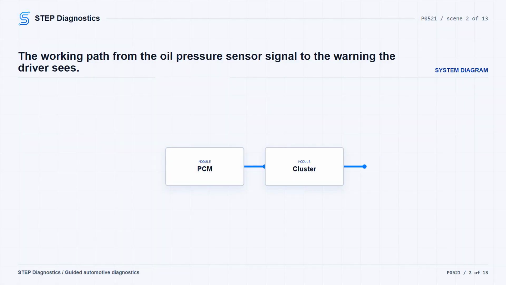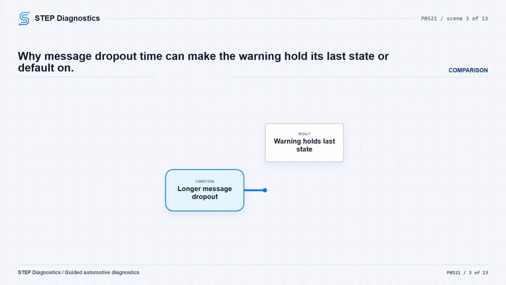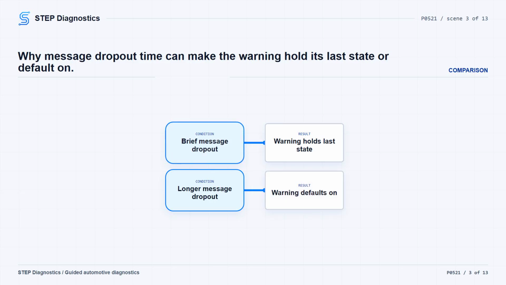The broad fault areas can include the sensor circuit, wiring and connector issues, an intermittent invalid sensor signal, the oil pressure sensor itself, or module communication between the PCM, IP, and gateway. One thing to keep in mind before testing: if the engine RPM data or oil pressure warning request message drops out for less than 5 seconds, the cluster holds the last warning state. If that message is missing for 5 seconds or longer, the warning defaults on.